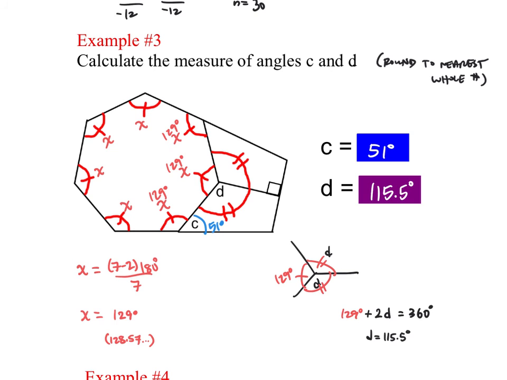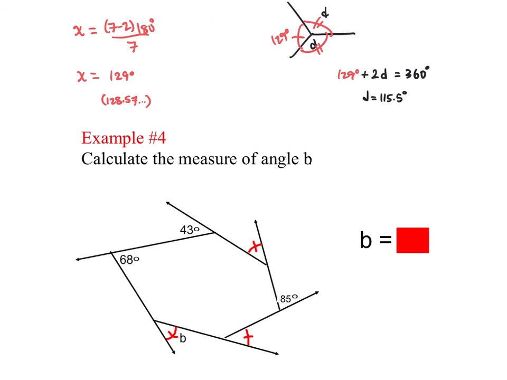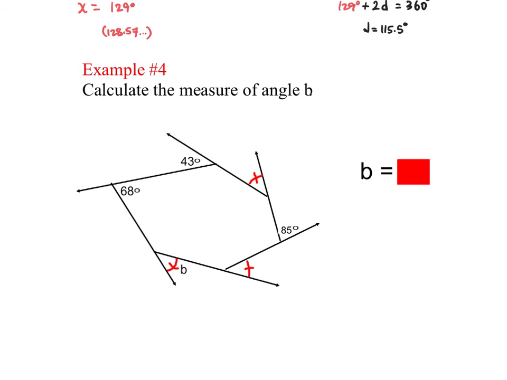All right, let's look at one more example on this slide here. Calculate the measure of angle B. Okay, so here's angle B. I'm going to do a little highlighting here. Notice that angle B is congruent to each of these three angles. So I'm going to call each of those angle B.